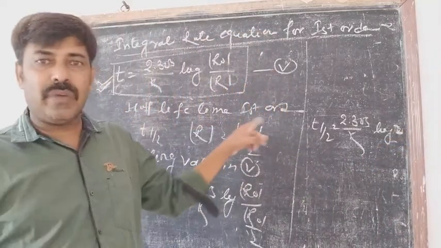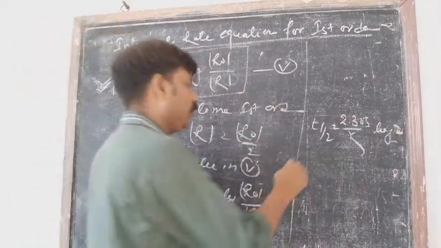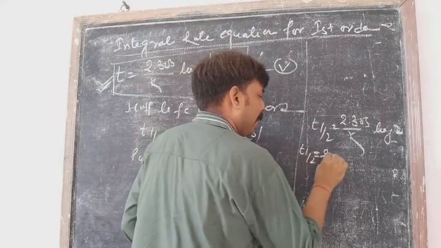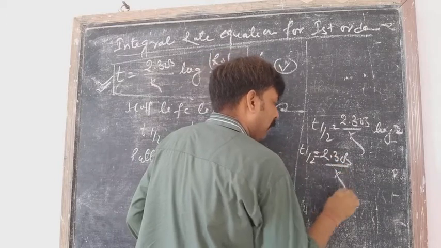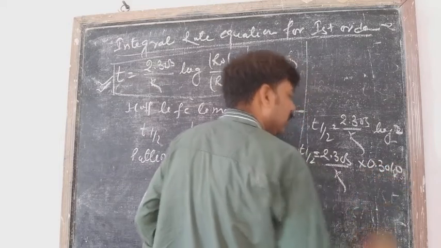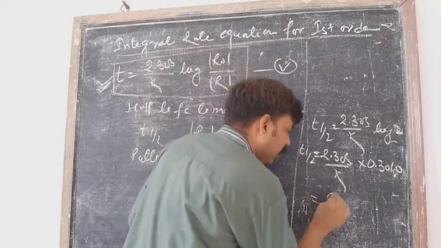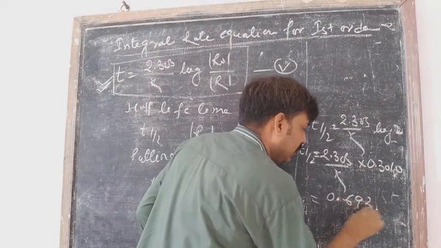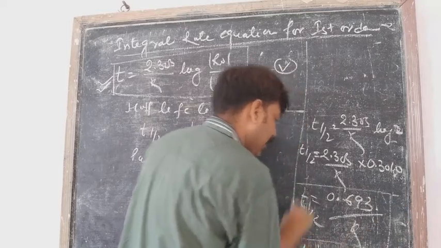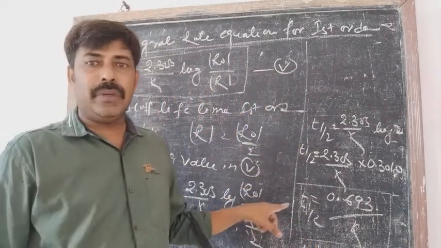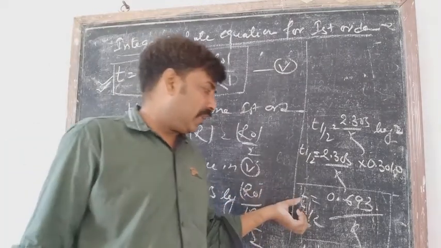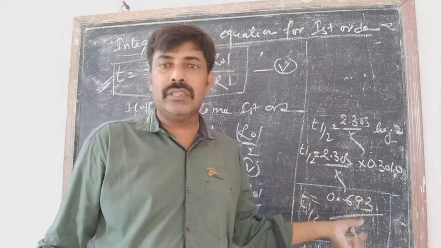Now we will see the value of log 2 from the log table, and you will find that with 2.303 by K, the value of log 2 is 0.3010. Just by multiplying, you will get 0.693 by K for T half. And this is the half life period for a first order reaction. Here you can say that T half equal to 0.693 upon K.